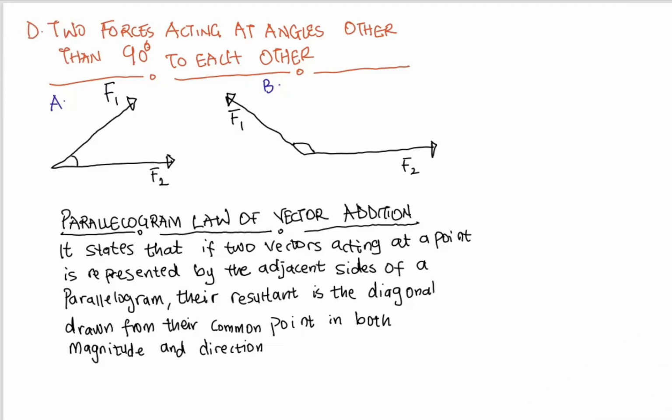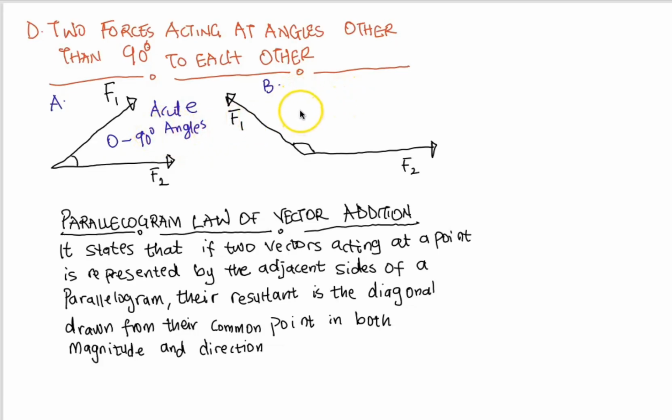In this case, we are going to look at two vectors acting at angles other than 90 degrees to each other. We are simply looking at vectors that are not at 90 degrees to one another. In the case of A, we could have forces or vectors acting between 0 and 90 degrees, but not at 90. We call this kind of angle an acute angle, or simply put, an angle less than 90.